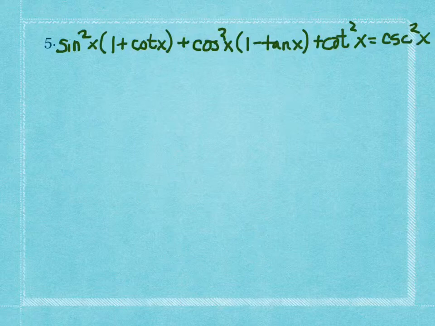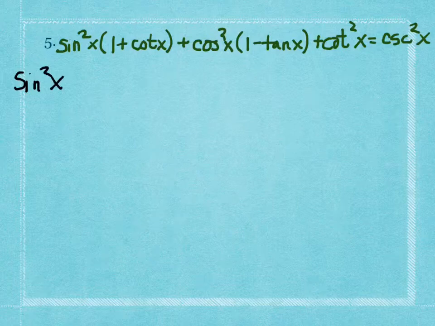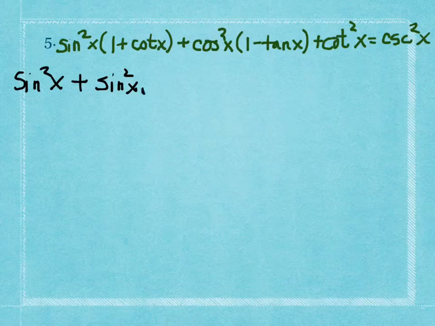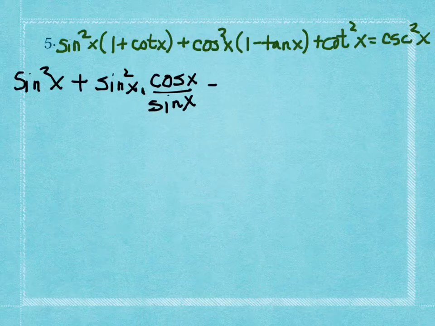And as we're distributing, is it okay if I also change things to sines and cosines? Yeah. Can we do that at the same time? Yeah. Okay. So I'm going to write this. All right. We've got sine squared x times 1, so that's sine squared x. Plus I have sine squared x, and I've got cotangent, but cotangent is what? It's cosine over sine. Tangent is sine over cosine, so this is cosine over sine.